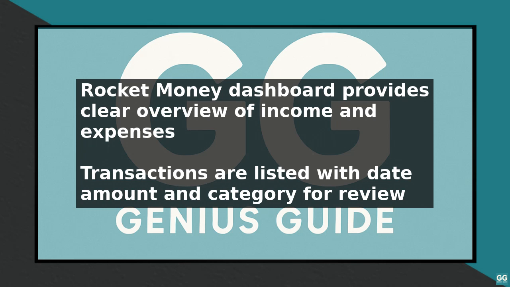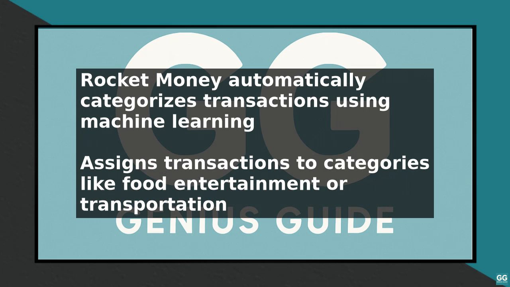One of the key features of Rocket Money is its ability to automatically categorize your transactions. This means that you don't have to manually assign a category to each transaction. Rocket Money uses machine learning algorithms to identify the type of transaction and assign it to a category such as food, entertainment, or transportation.